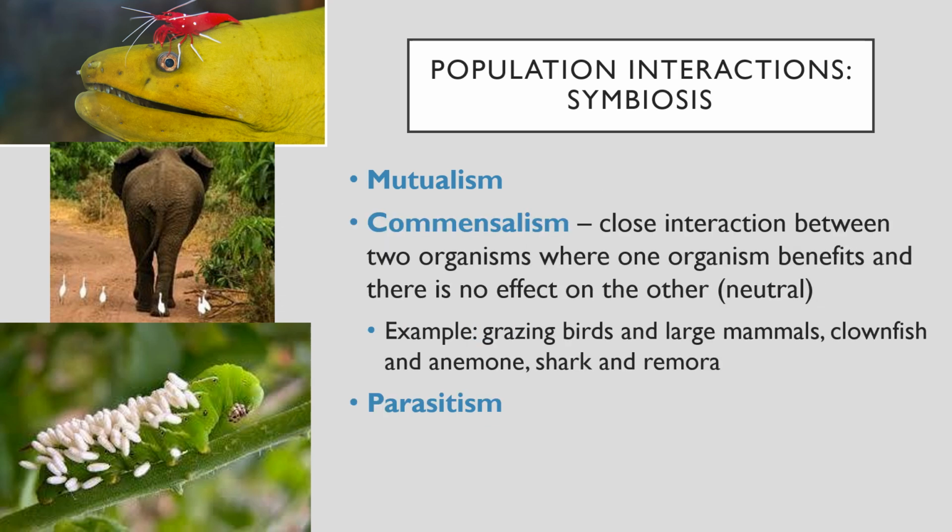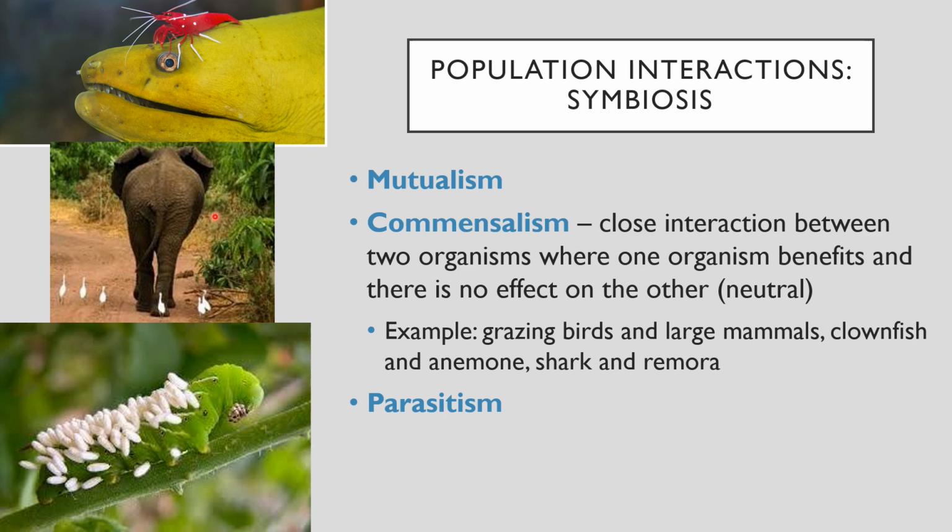The next type is commensalism, which is a close interaction between two organisms where one is going to benefit and the other is kind of neutral. They couldn't really care what's going on around them with this other organism. So an example from this picture here, when you have large grazing animals like an elephant or cattle or something like that, they're going to be ripping up plants, either grass or trees or shrubs or something like that.